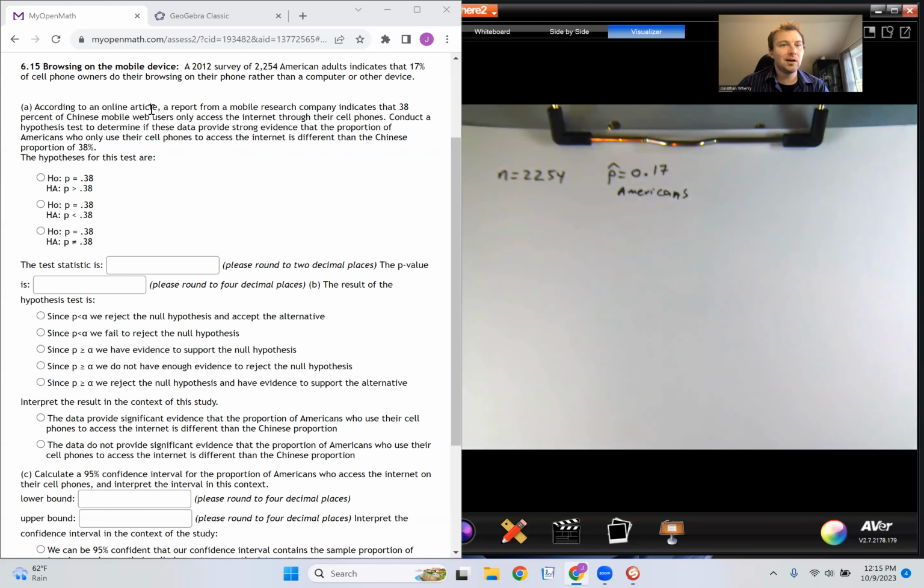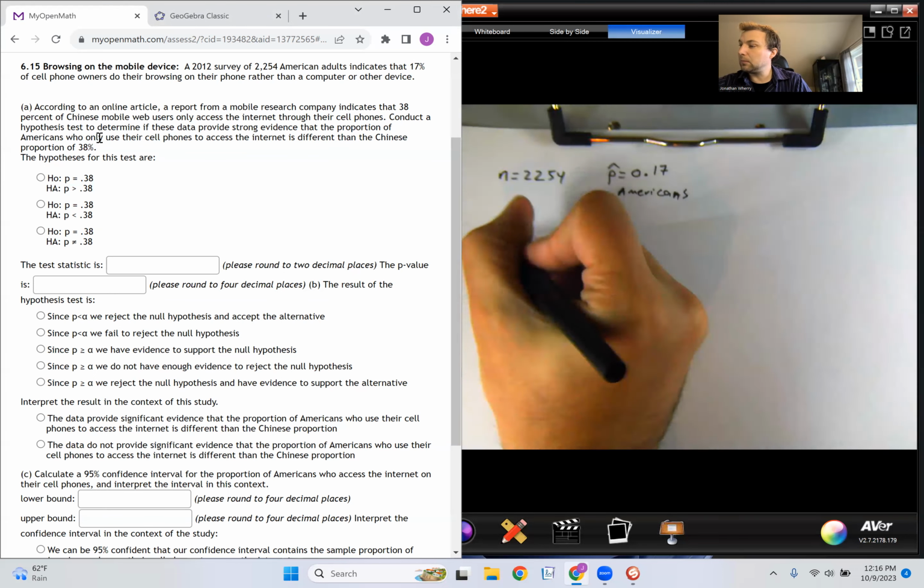Part A, according to an online article, a report from a mobile research company indicates that 38% of Chinese mobile web users only access the internet through their cell phone. Conduct a hypothesis test to determine whether this data provides strong evidence that the proportion of Americans who only use their cell phones to access the internet is different. That's a key right there, is different than the Chinese proportion of 38%. So there's a claimed value being made.